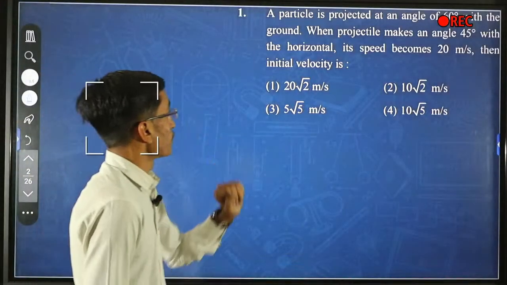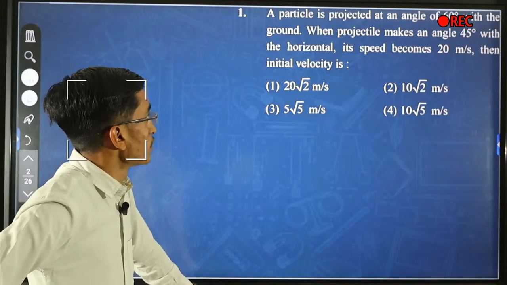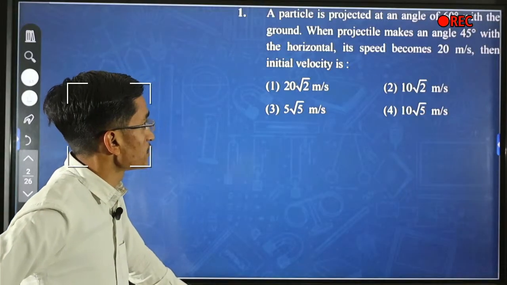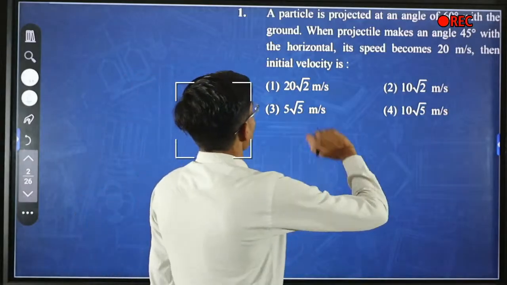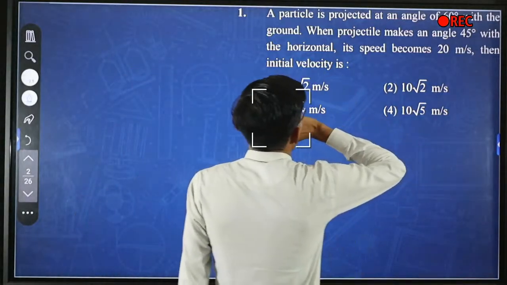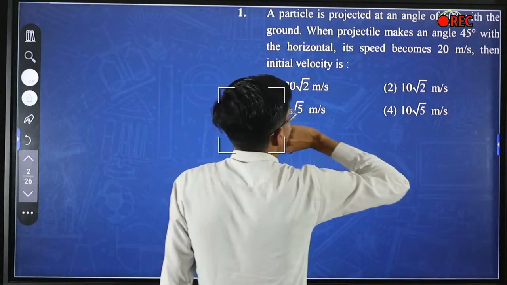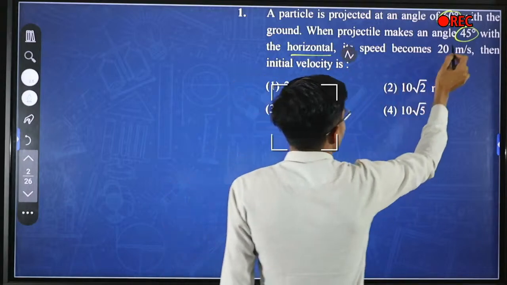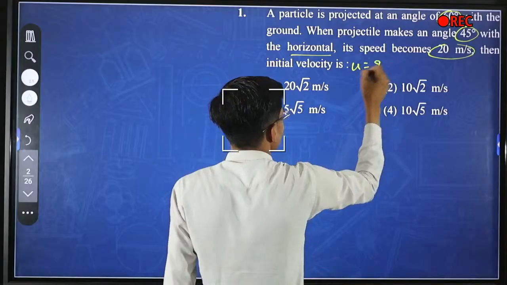Question 1. A particle is projected at an angle of 60 degree with the ground. When the projectile makes an angle of 45 degree with the horizontal, its speed becomes 20 meter per second. Then we have to find its initial velocity.